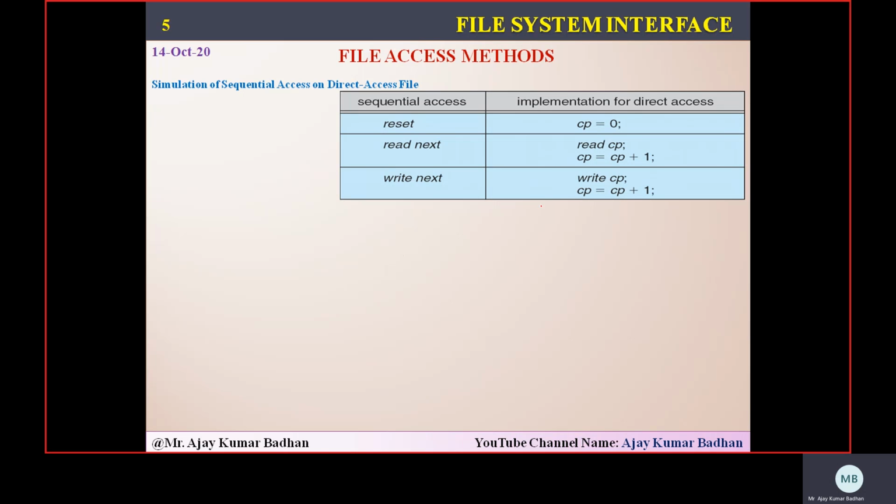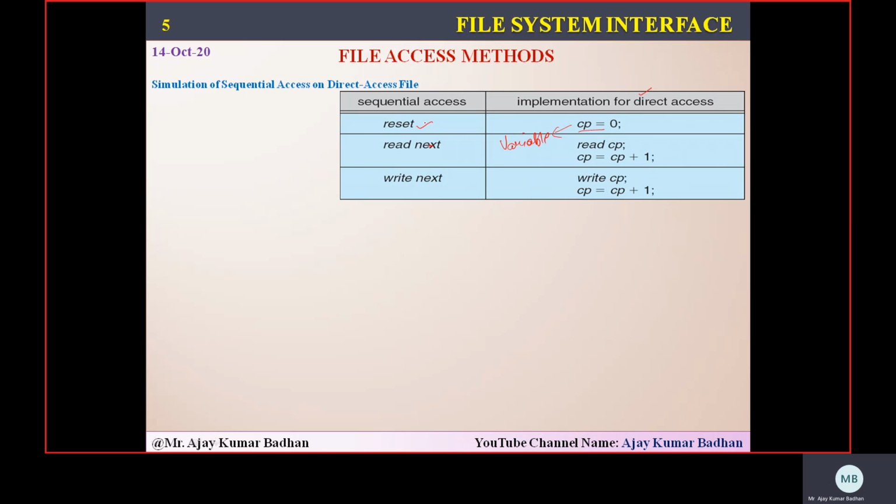How we can implement a sequential access method in your direct access method. So if you see here within this particular table, we have first reset, and that reset I am going to apply using direct access method using CP equal to 0. CP is a variable.